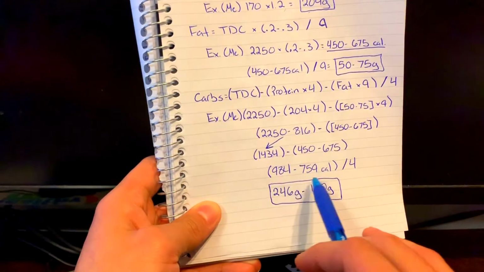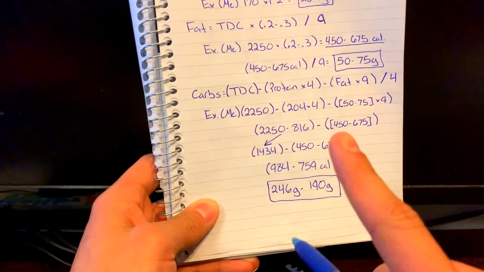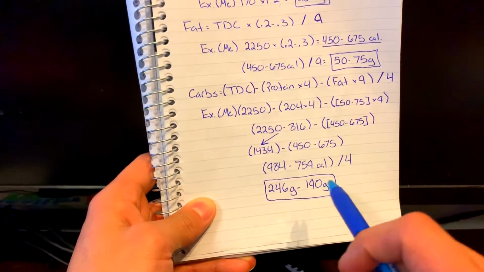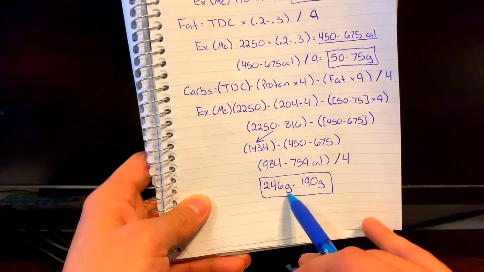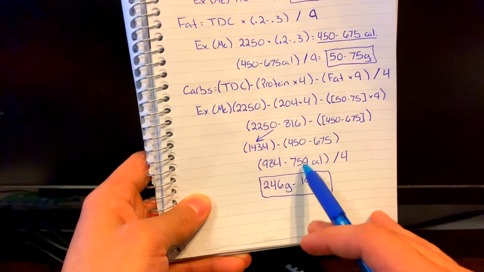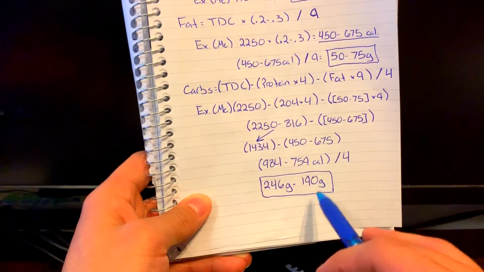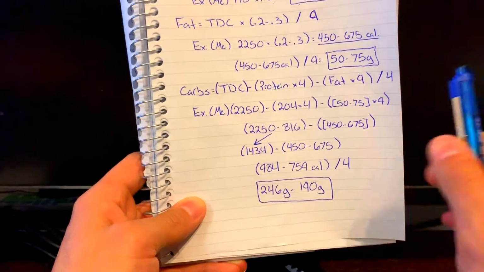Now these are in calories and we want grams, so 1 gram of carb carries 4 calories. So 984 divided by 4 is 246 grams per day on the high end. On the low end, 759 divided by 4 is 190.